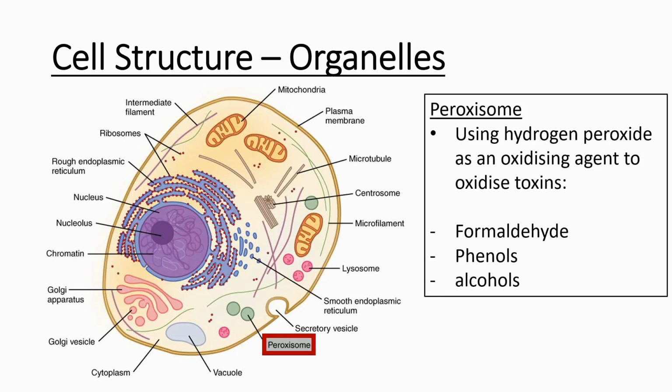Other functions of the peroxisome include oxidizing toxins to remove them, and hydrogen peroxide is the oxidizing agent here. So, for example, formaldehyde and phenols, which are found in things like cigarettes, and also alcohols, are things that are oxidized in the peroxisome to remove these toxins from the body.